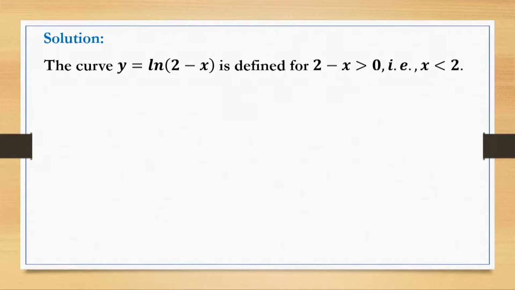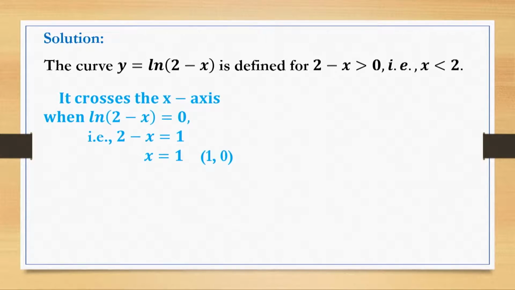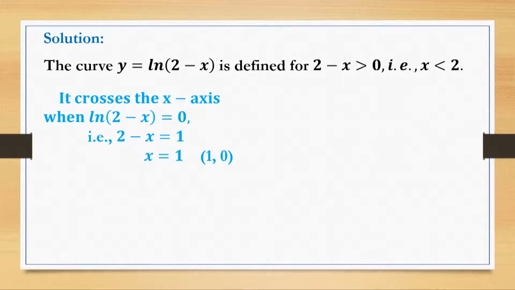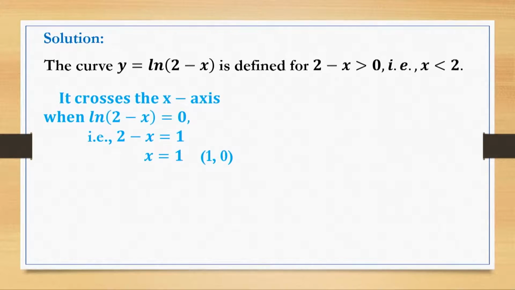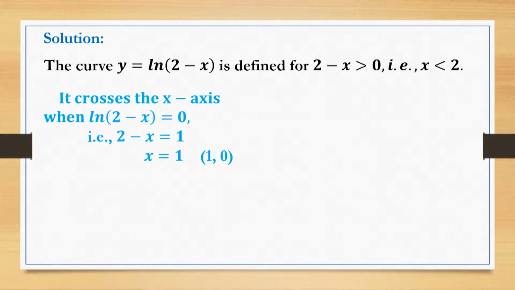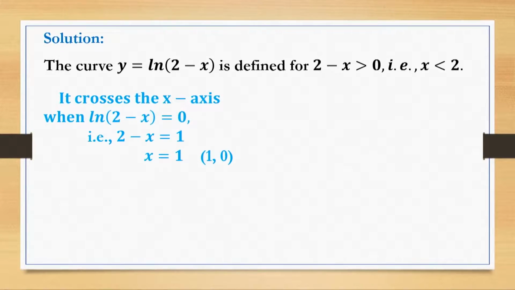So, first I need to find where the curve cuts the x-axis. When the curve cuts the x-axis, this means that y will be equal to 0. That is ln(2 minus x) equal to 0. This will give me 2 minus x equal to ln inverse of 0, which is 1. And solving this equation 2 minus x equal to 1, I get x equal to 1. So the curve will cut the x-axis at (1, 0).